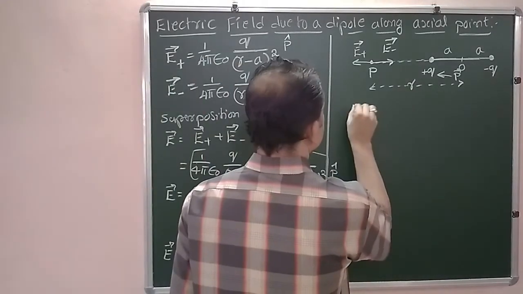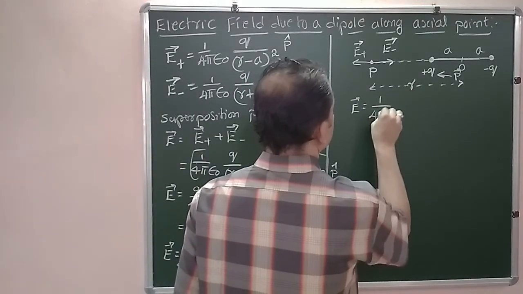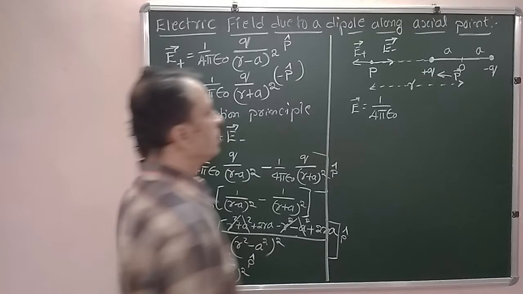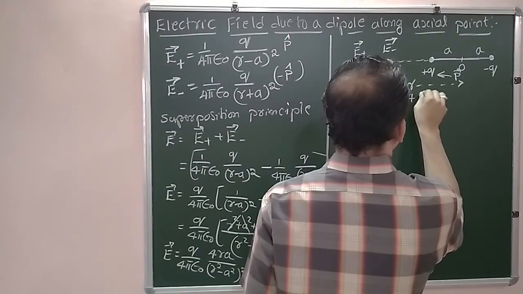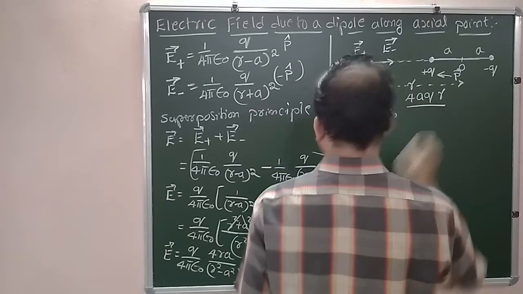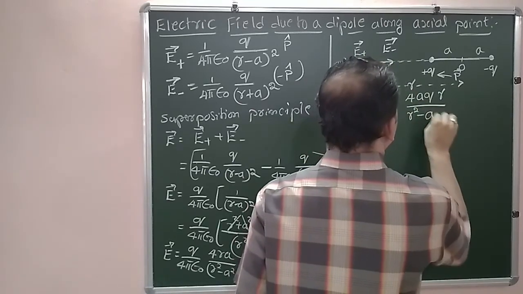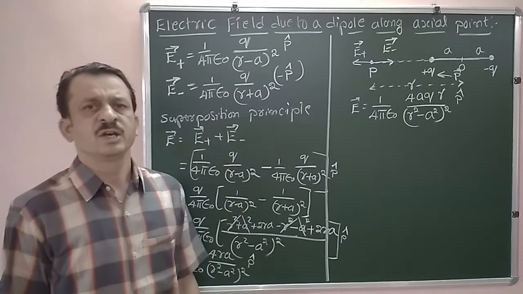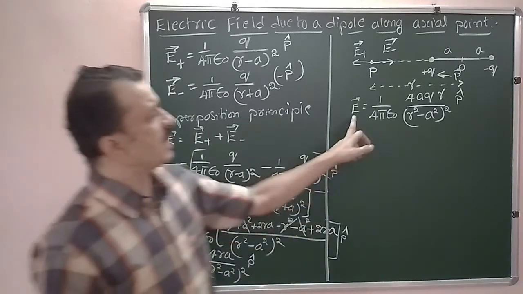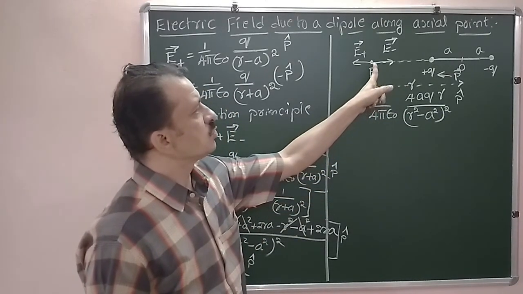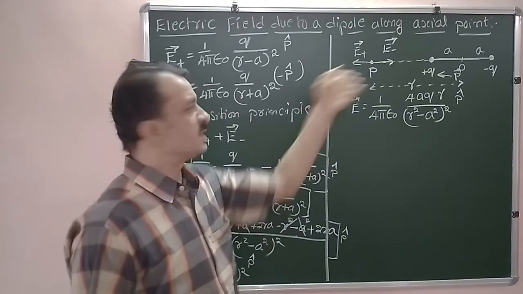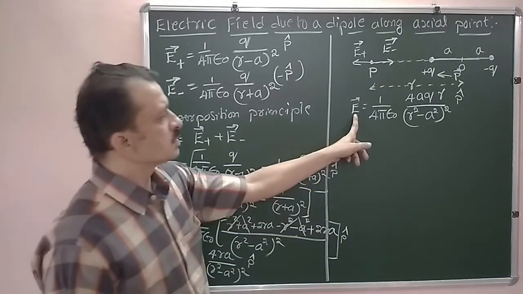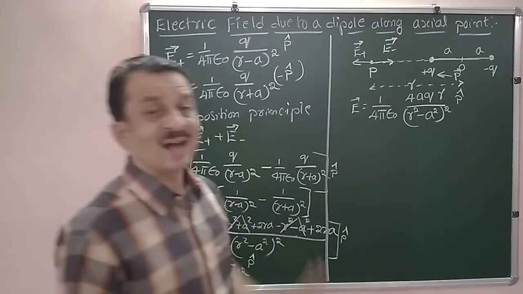Now if we rearrange the terms, I am going to get 1 divided by 4 pi epsilon naught. I will take q inside, that is 4 a q r divided by (r square minus a square) whole square with the unit vector p cap. Now what is the direction? Its resultant direction is towards the left side. Resultant field is also towards the left side. So therefore, the resultant field and P are parallel to each other.